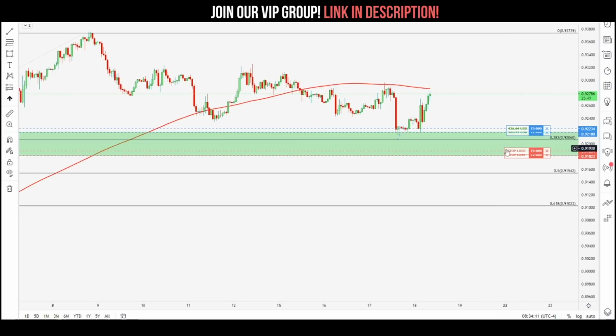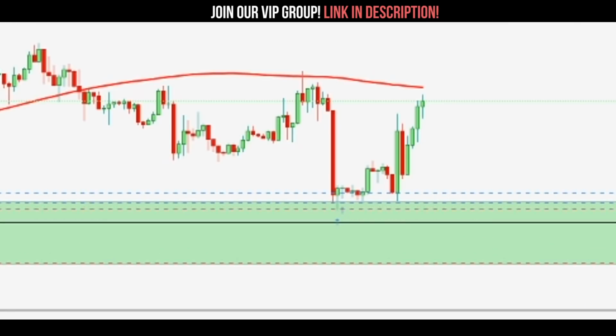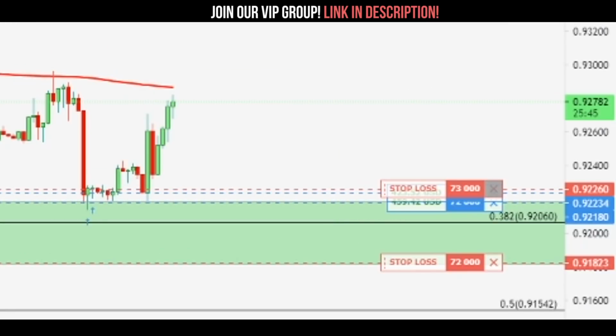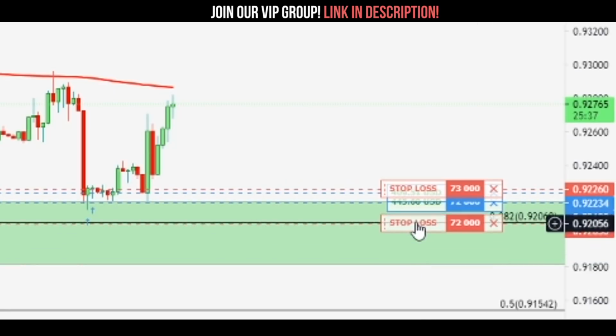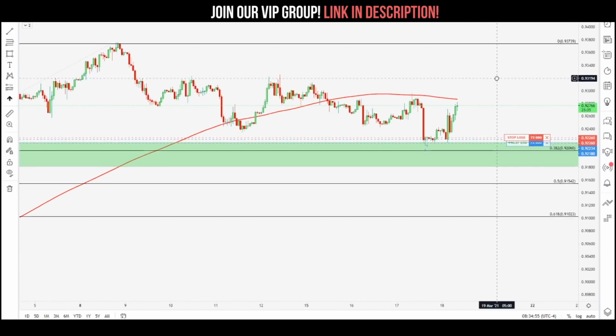And I actually do intend to move my stop up here on the video, so we can go ahead and modify that. Move the other one up as well. Modify that. Okay, so there we are, updated on USD Swiss.